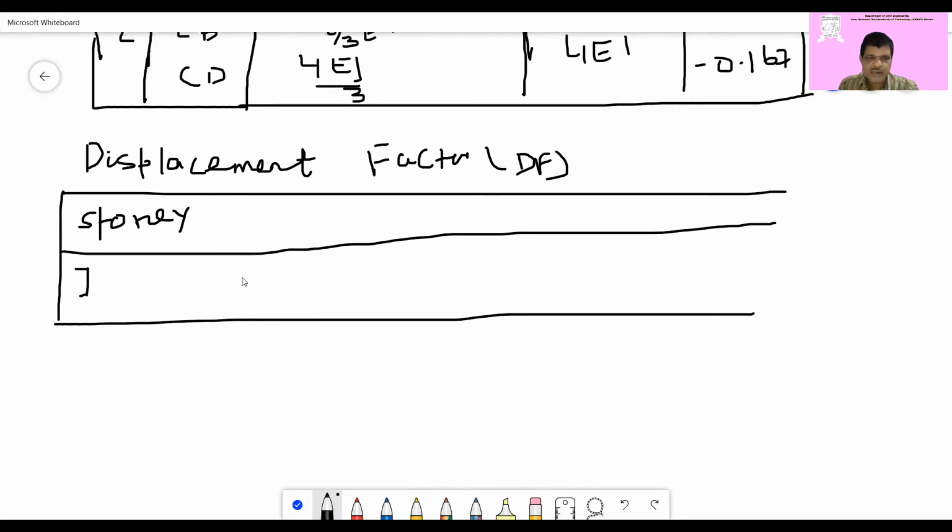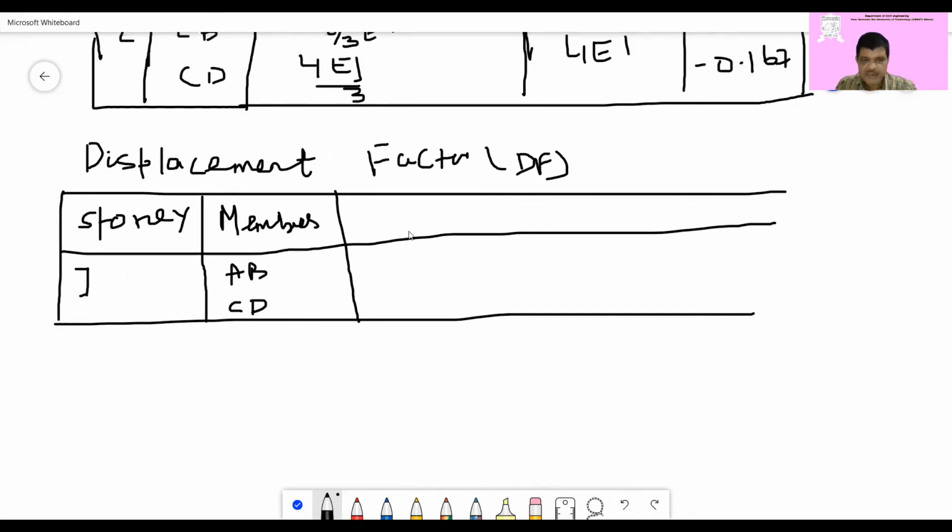In story 1, what are the members? Only columns. The members will come in only columns. Members means AB and CD.